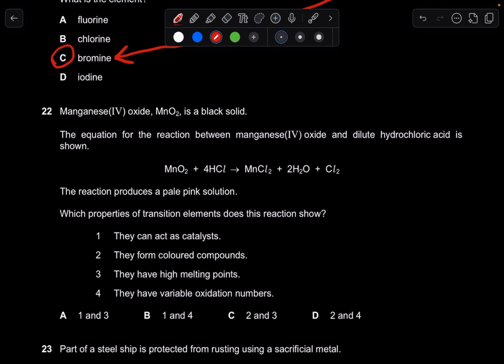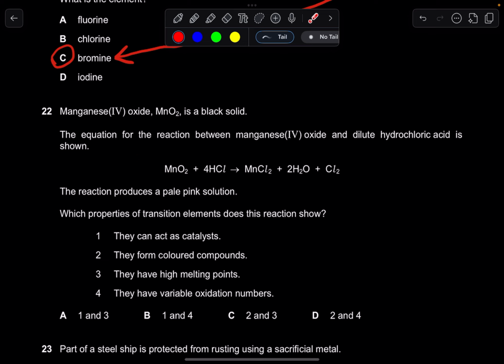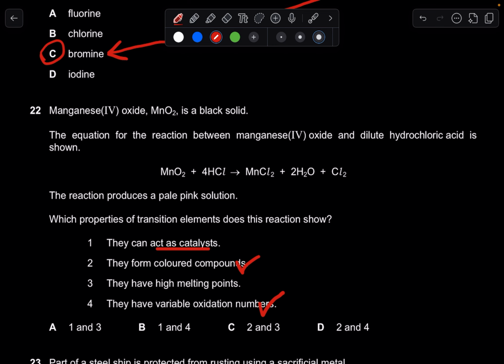Manganese oxide, MnO2, is a black solid. The equation for the reaction between manganese oxide and dilute hydrochloric acid is shown. This is the equation. The reaction produces a pale pink solution. Which property of transition elements does the reaction show? Because it produces a pale pink solution, the property can be that it forms colored compounds, because that's what we can see. Next, it can act as a catalyst. Over here, I don't think it's acting as a catalyst. It can have variable oxidation numbers.